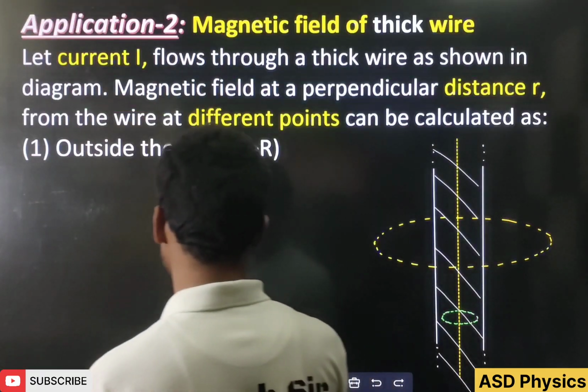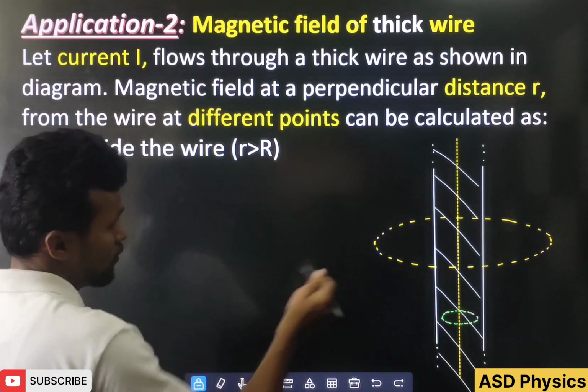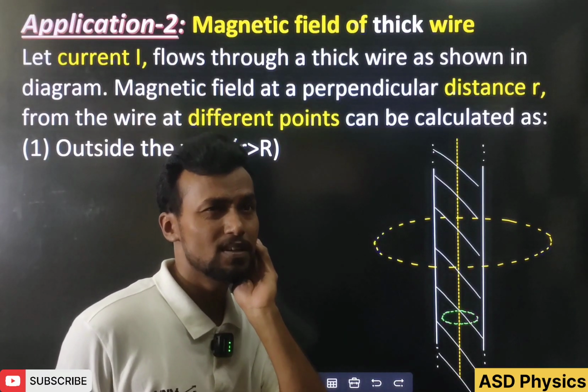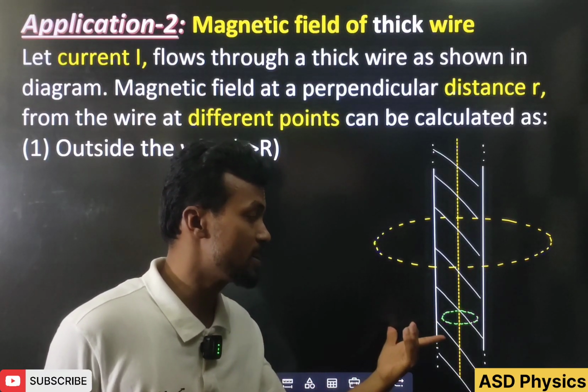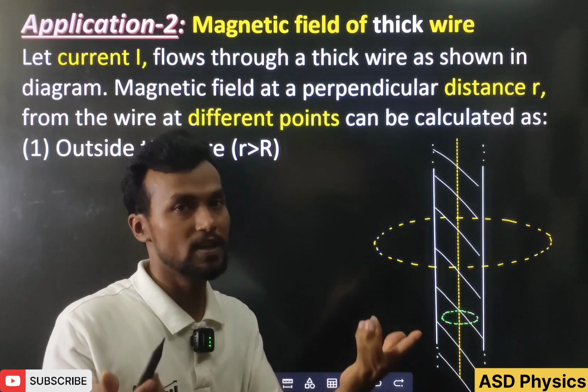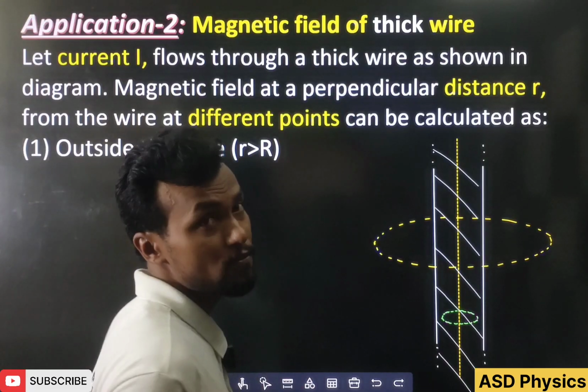Now students, let's come to this one. As we have seen, due to the thin wire, now we will see due to the thick wire. Now derivation is not at all coming that much in a board exam, but the B versus R graph in this is very important. Derivation also may come, but mostly they don't ask. They may ask, who knows? Magnetic field of thick wire.